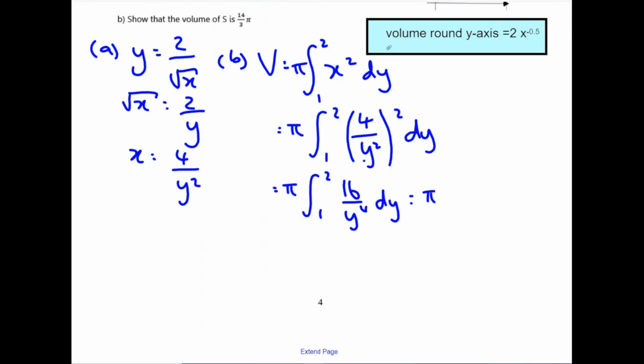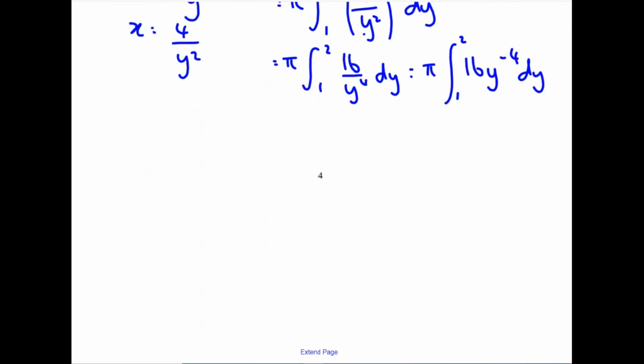So we're integrating between 1 and 2, 16 over y to the 4. To be able to integrate it, I'm going to write this as 16y to the minus 4. With this being a show that question, it's even more important that you show all the substitutions and everything, because they'll expect to see that. We're going to do this integration, add 1 to the power and divide by the new power. Remember my pi. So adding 1 to the power gives me y to the minus 3, and dividing by minus 3 gives me minus 16 over 3, with limits of 2 and 1.